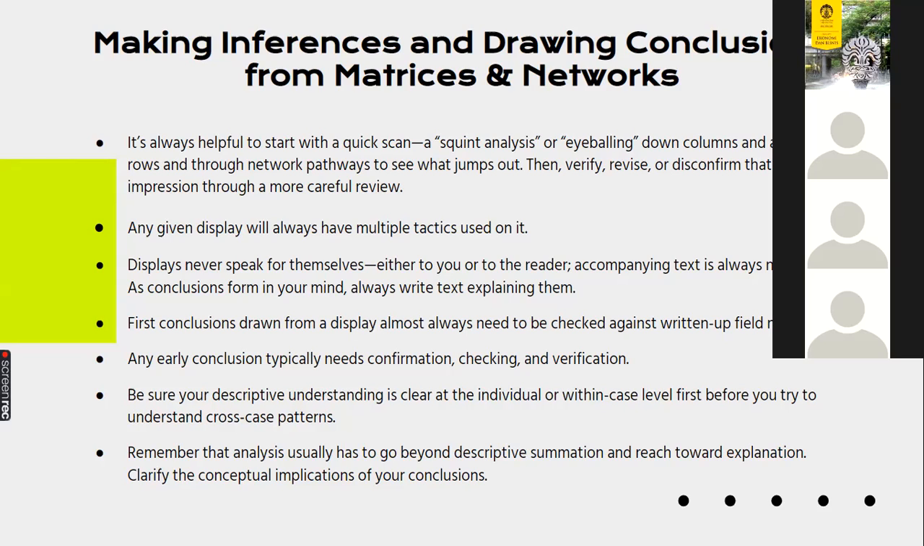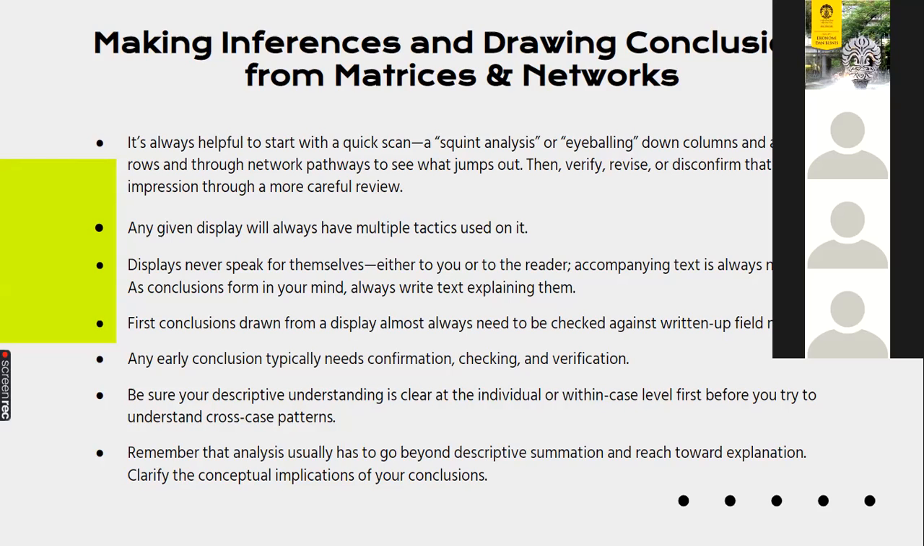With any given display, we'll always have multiple tactics to use on it. The ones we use most frequently for drawing first conclusions are noting patterns and themes, making contrasts and comparisons, clustering, and counting. Displays never speak for themselves, either to you or to the reader, so accompanying text is always needed. As conclusions form in your mind, always write the text explaining them. Make your conclusions explicit, and the process of writing inevitably leads to reformulation, added clarity, and ideas for further analysis.